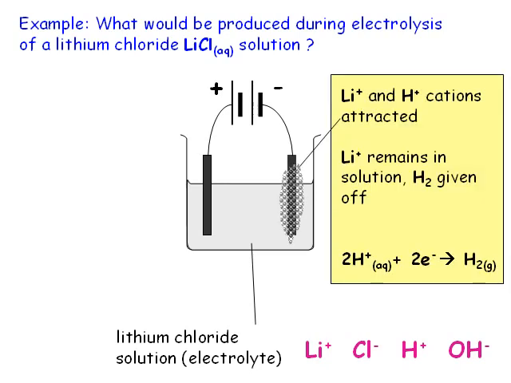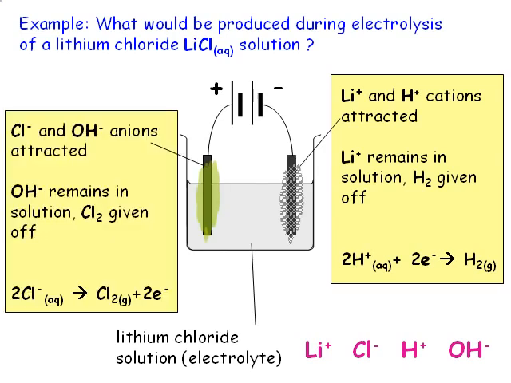The Li+ and H+ ions will both get attracted to the negative electrode, and because lithium is more reactive than hydrogen, the Li+ ions will stay in the solution. The H+ ions will gain electrons and become hydrogen atoms, which will then pair up to form molecules of the element hydrogen, as shown in the half equation.